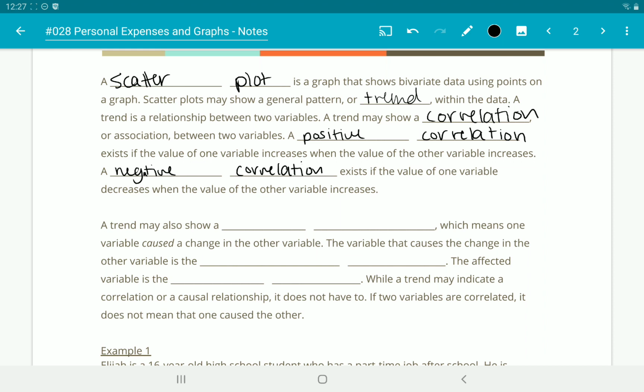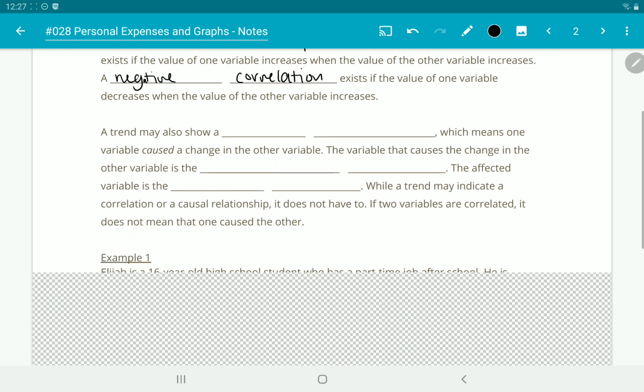So if you're looking at a positive correlation and you graph it, you're going to have a positive slope. And if you're looking at a negative correlation, you're going to have a negative slope. Because as this goes positive here, this is getting more positive. And as this gets positive, you can see that this one, the up and down, is actually going downward.